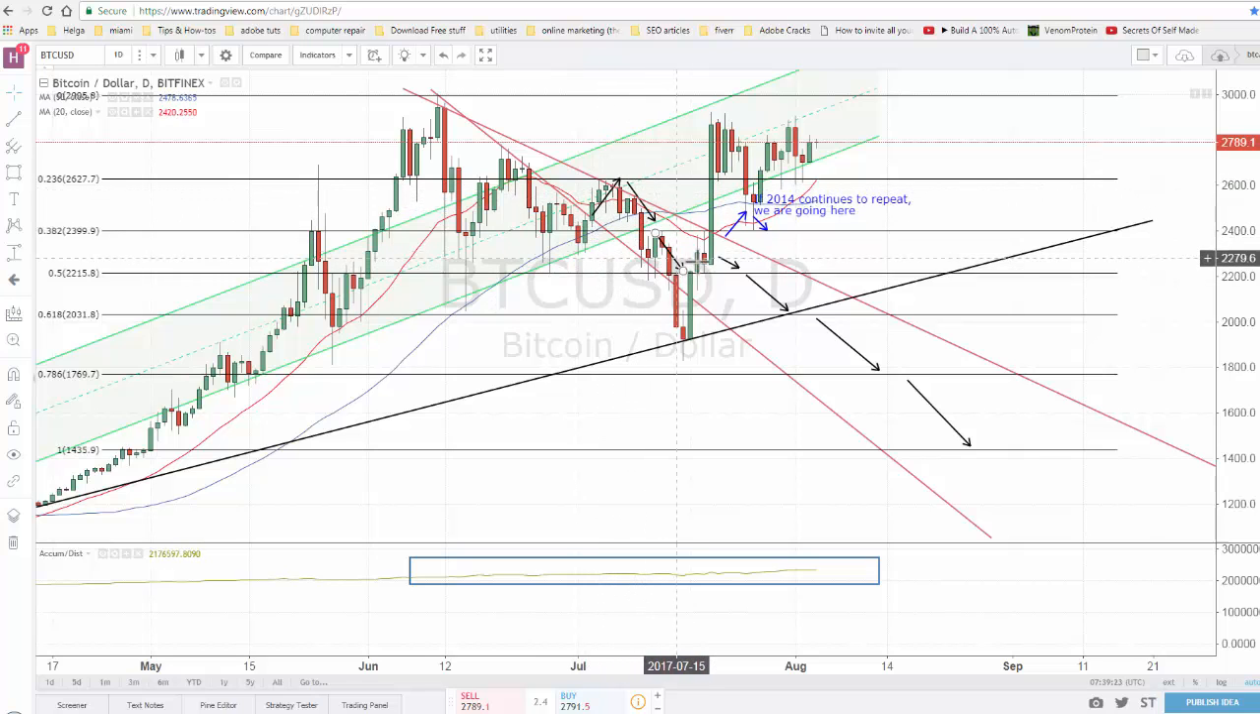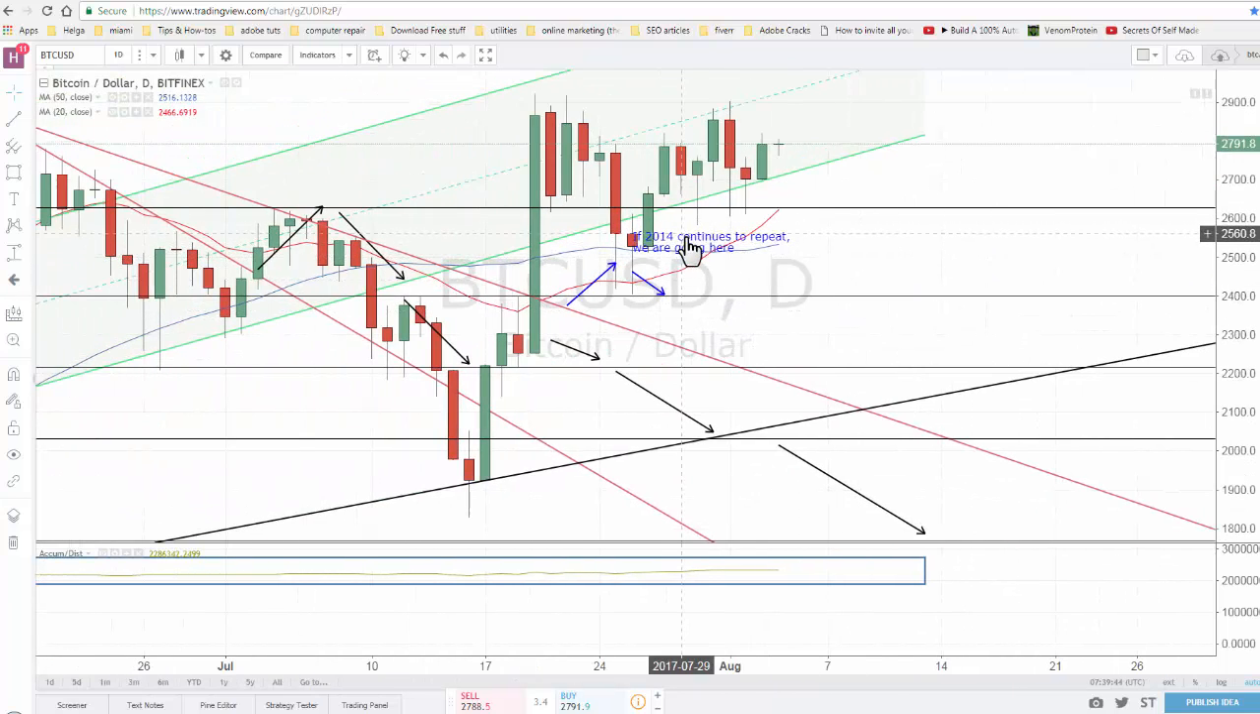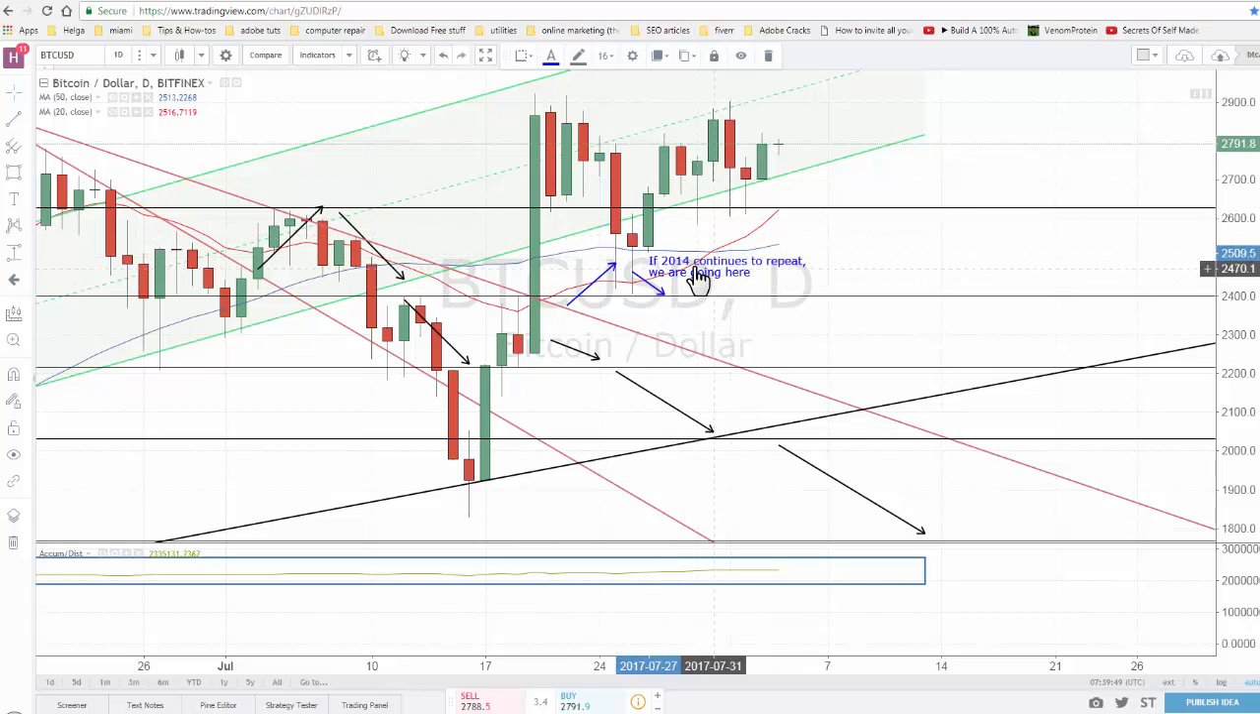All these arrows are from previous videos, and the last time that I put these arrows here, I was kind of neutral. I gave two options. I said the more natural thing from here would be to crash down, but if that's why I put this note here. You could see this note in my last 2 or 3 videos. If 2014 continues to repeat, then we are going here. So that's why I put the arrow pointing up and pointing down.